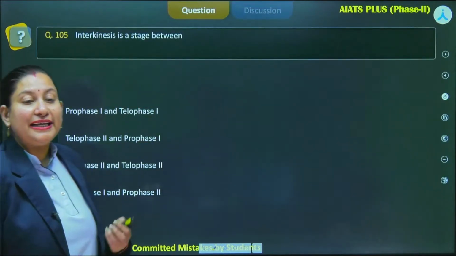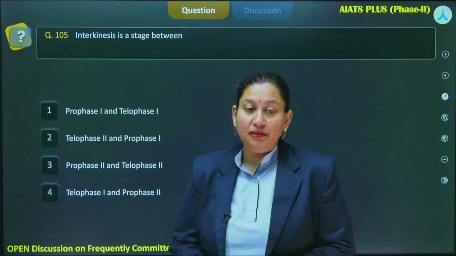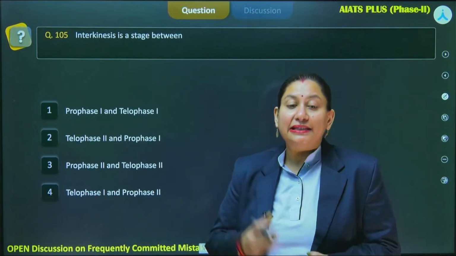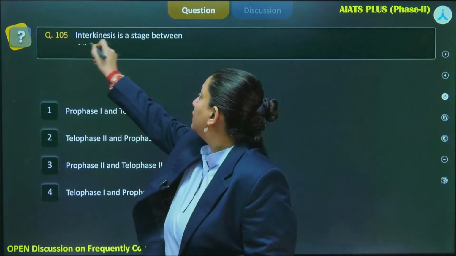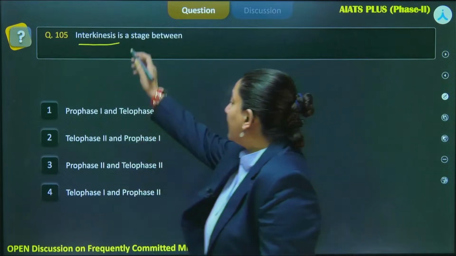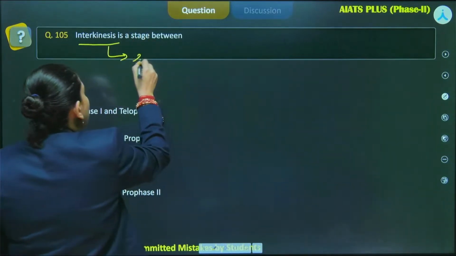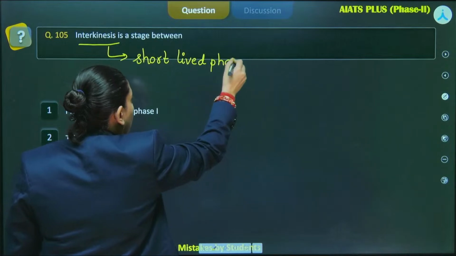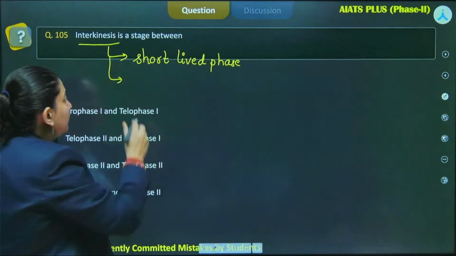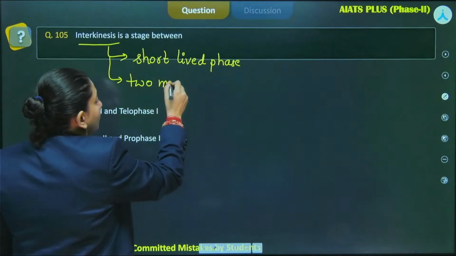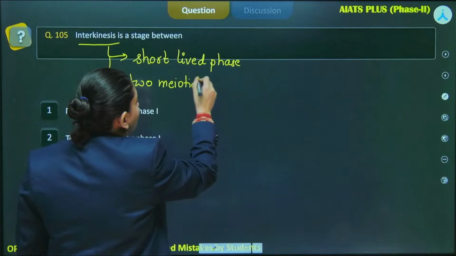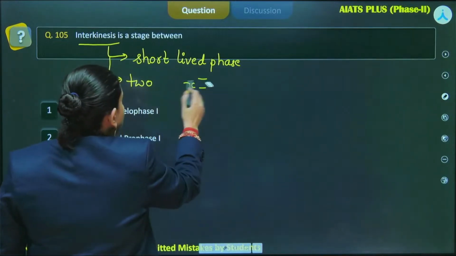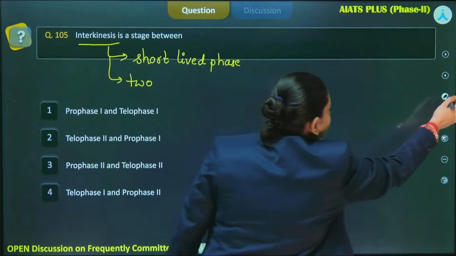The next one talks about interkinesis. Again, a question from cell cycle, but this time this M phase karyokinesis is not going to be mitosis as in the earlier question. This time it is meiosis, from which this particular phase belongs, right? So interkinesis is basically a very short-lived phase and it marks the interval between two meiotic divisions, right? That means, I would say, between meiosis 1 and meiosis 2. The duration between meiosis 1 and meiosis 2 is being covered by interkinesis.